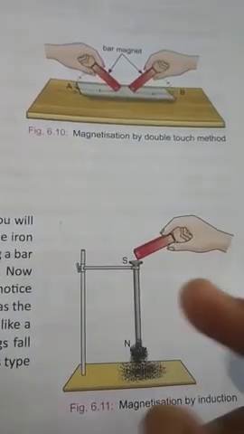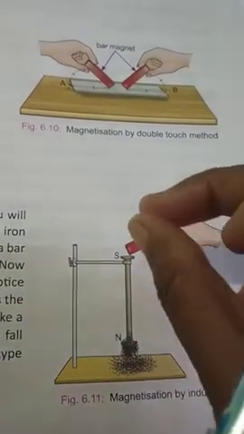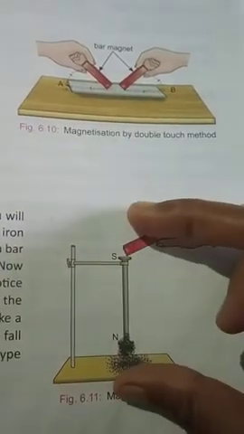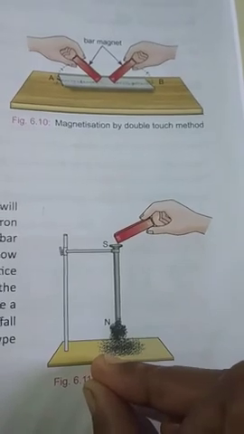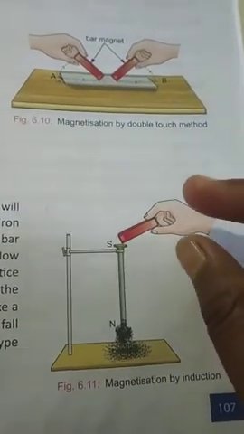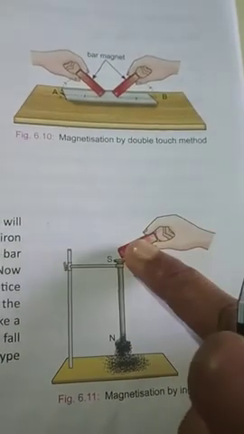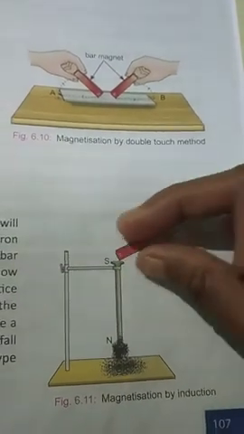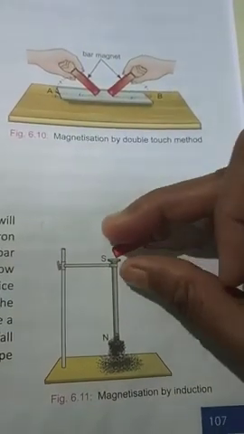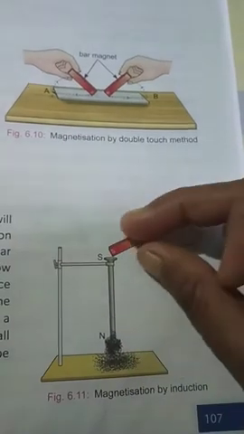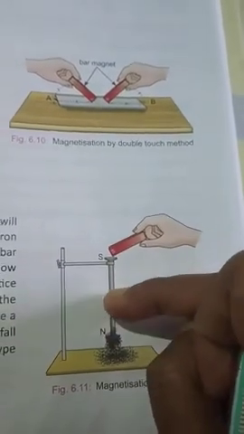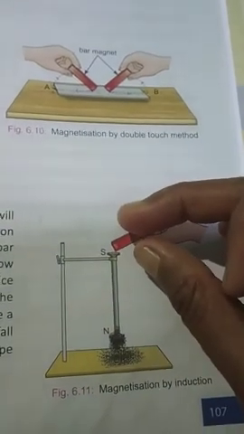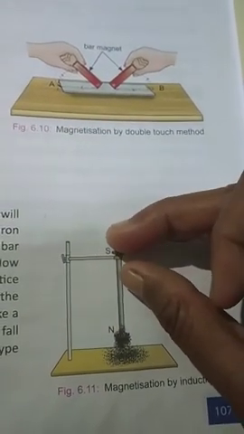Now you have to do the other process. Now clamp the iron nail upright on the stand like this. You just clamp it on the stand and you have to bring a bar magnet close to the head of this nail like this. Okay, any bar magnet you will bring close. Do not touch it. Just close to the head of the nail without touching it.